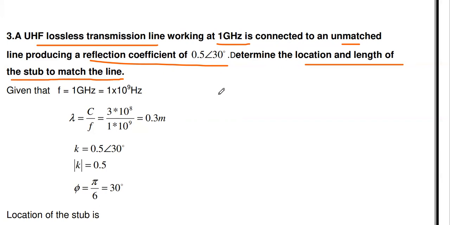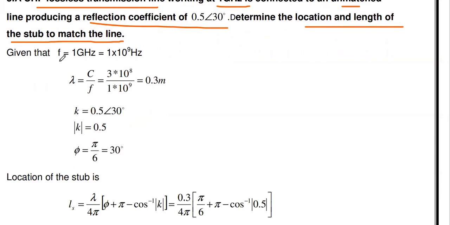Here the load impedance and characteristic impedance are not at all given. Directly the reflection coefficient is given and the operating frequency is given. Note the first data, the operating frequency 1 GHz, that is 1 into 10 to the power 9 hertz. Using the frequency, first you calculate lambda. Here we are going to find the location and the length in terms of meter. In the previous two problems, the operating frequency is not given, so we calculated the length and location in terms of lambda. But here, frequency is given in order to find lambda. So from the frequency, you calculate lambda.